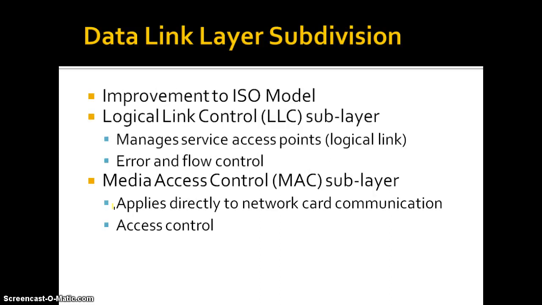The data link layer is subdivided into two layers. As we see here, these are known as the sub-layers. It is done to improve the OSI model. One of the layers is the logical link control layer, which is also known as the LLC, which manages the service access points. And the other function of the LLC is error and flow control.